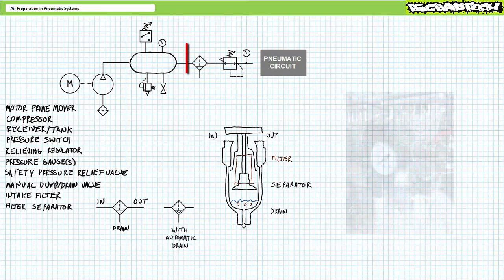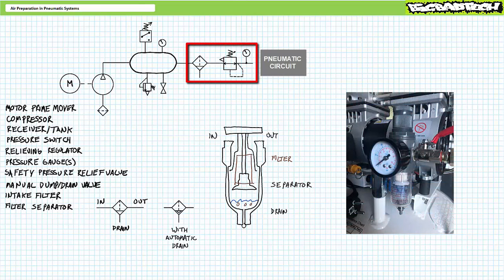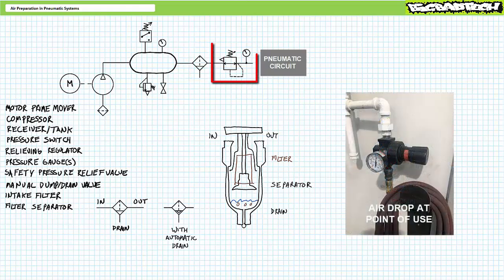symbol. Here's an example of an integrated filter separator, relieving regulator, and pressure gauge installed right on a receiver. Filter separator on the bottom, relieving regulator and pressure gauge on top. I should note, you might find the motor, compressor, and receiver locked in another room or a soundproof box, the noisy beasts that they are, and an integrated regulator and pressure gauge at air drops placed around a shop or factory at the point of use.